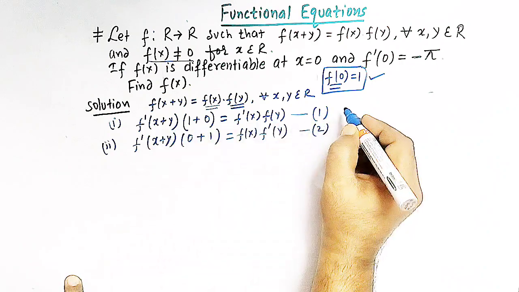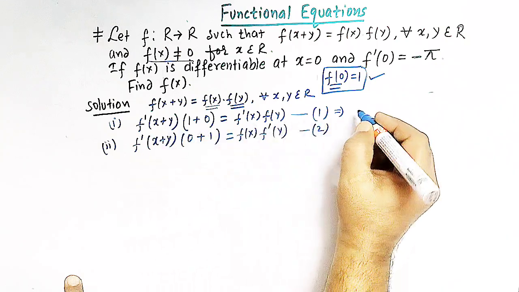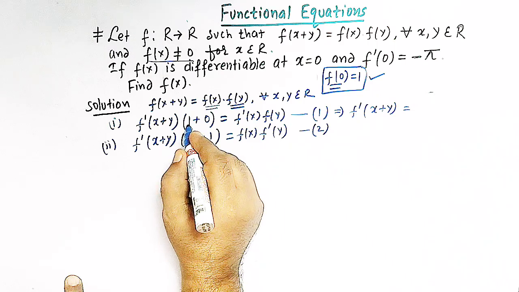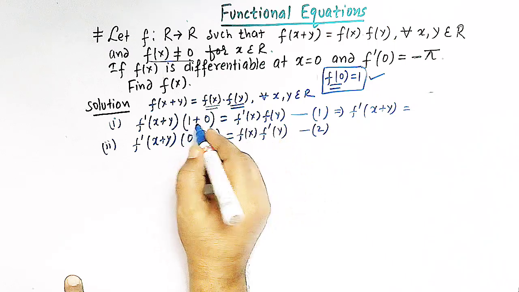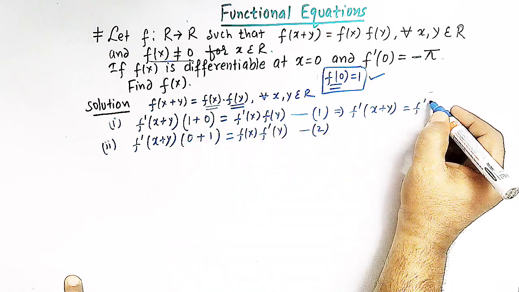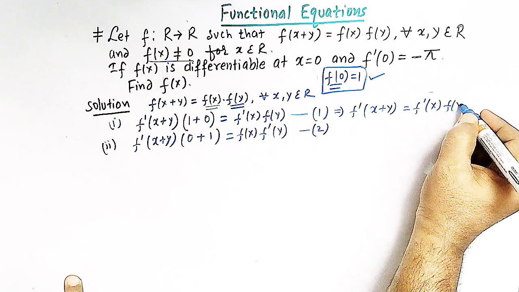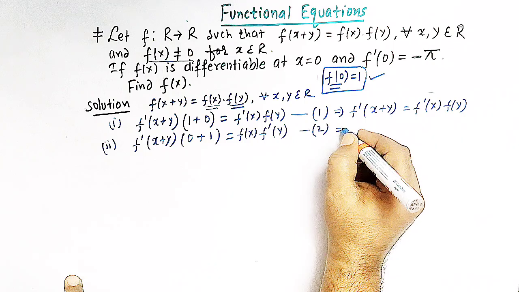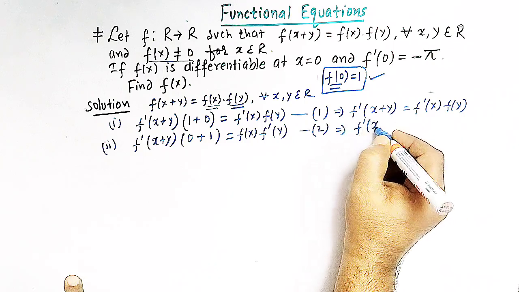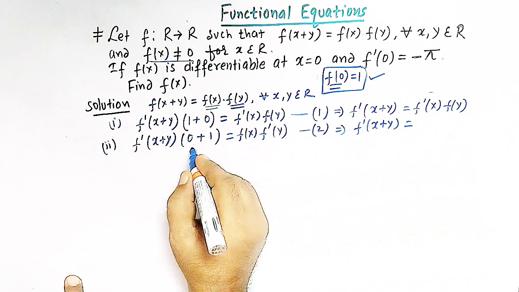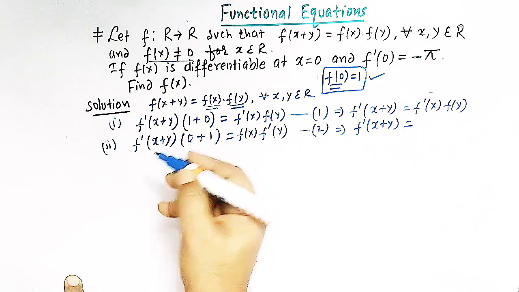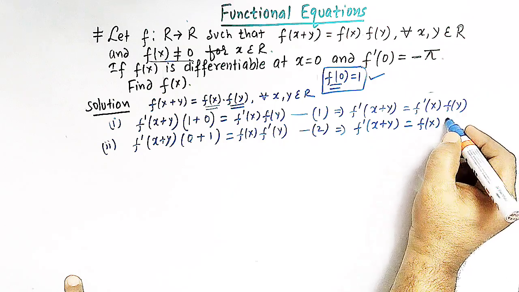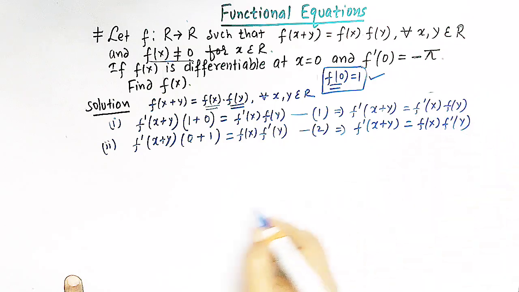Now equation 1 can be simply written as f prime of x plus y, because here we have 1 plus 0, that is simply 1, and here we have f prime of x and f of y. And from the second equation, we can now write f prime of x plus y, and here we have 0 plus 1 equal to 1, and here we have f of x and f prime of y, right?